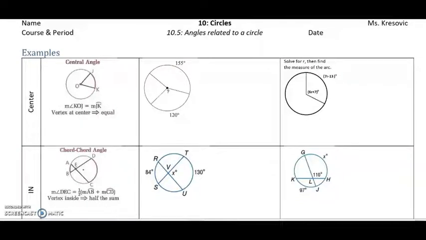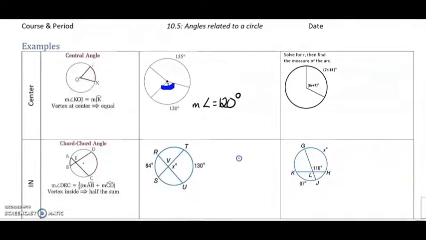In 9.2, as well as 10.3, we learned that the measure of the central angle is equal to the arc that it forms. So if this is the measure of the angle that we're looking for, we know that that angle is equal to that arc. So the measure of the angle is equal to 120 degrees. Now try the one next to it.